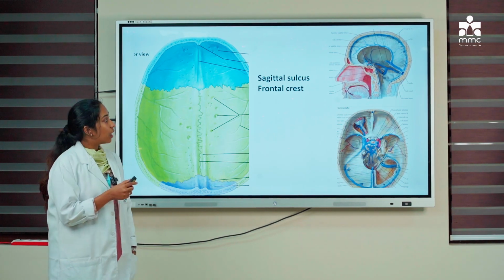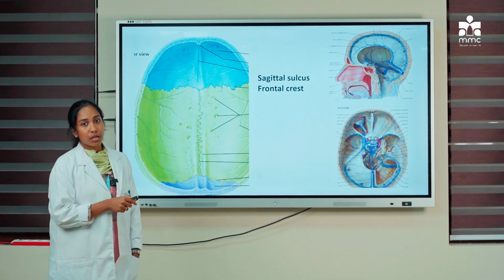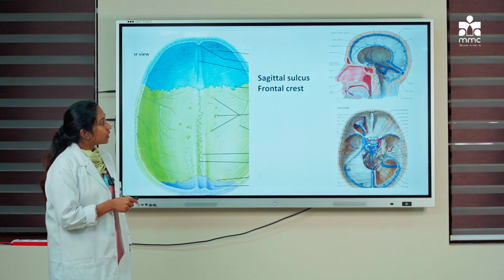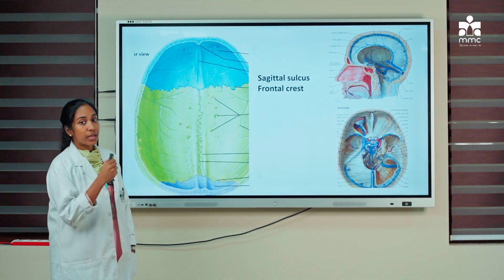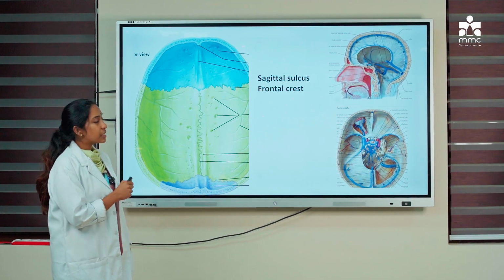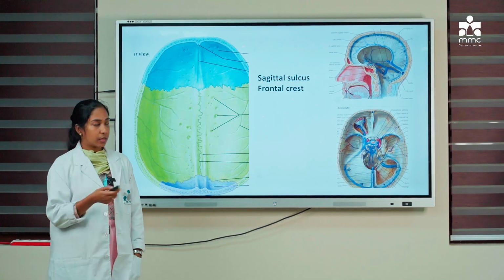It is an extension of the dura mater, and anteriorly it goes and attaches to the frontal crest as well as the sagittal sulcus.